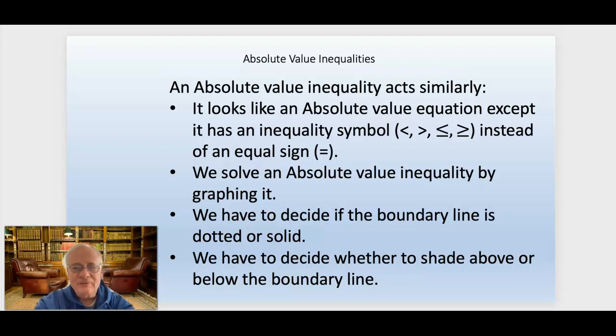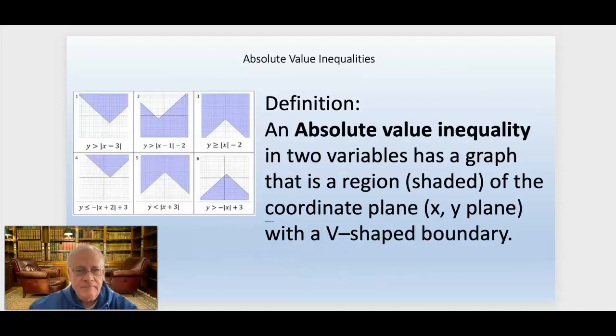And again, we solve an absolute value inequality in two variables by graphing it. The shaded part is the solution. And again, we have to decide if the boundary line is dotted or solid. Is the line itself a part of the solution or not? And we have to decide whether to shade above or below that boundary line. So again, there are 6 examples there. It's a region in a coordinate plane, an XY plane, with a V-shaped boundary. That's what an absolute value inequality is.